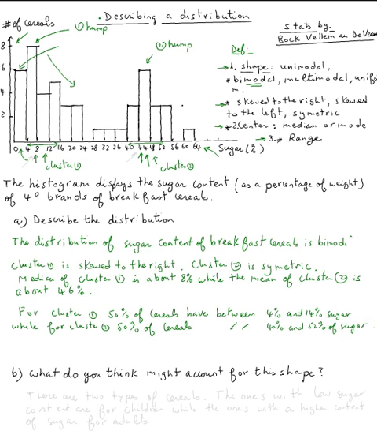Now the question is, what do you think might account for this shape? You can think of anything. All we know is there's a group of cereals. If you go to the supermarket, you see a group of cereals that have low sugar and a big group that have a lot of sugar in it. There's one assumption: the cereals with low sugar are for adults, and the cereals with a lot of sugar are for kids.